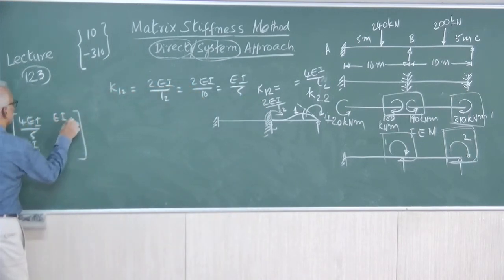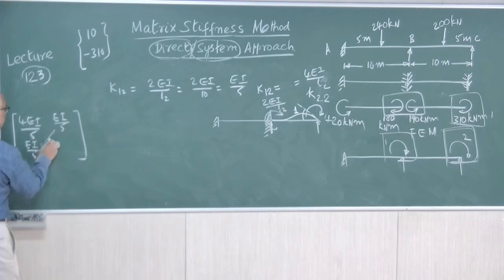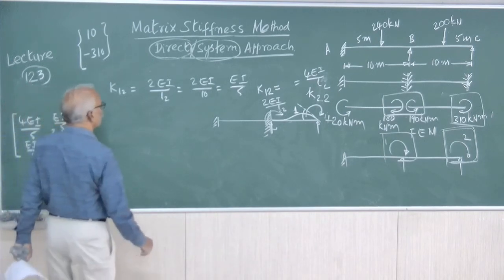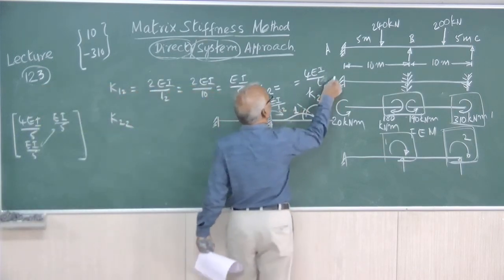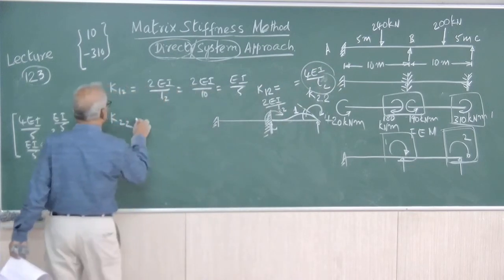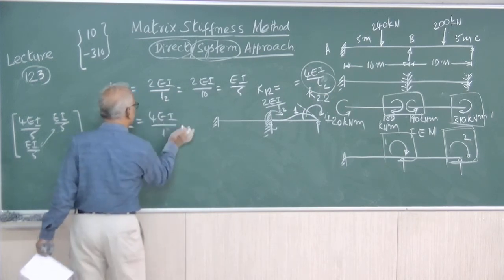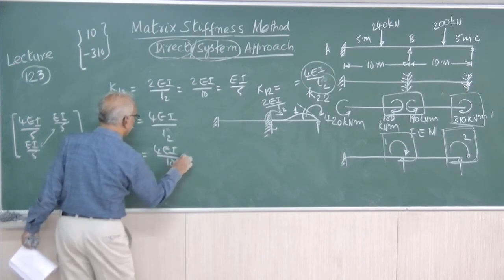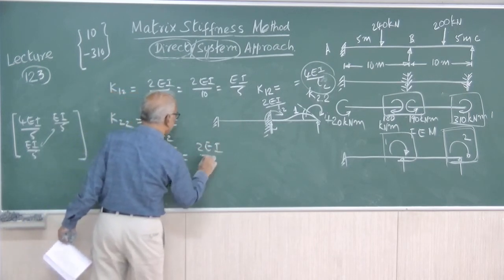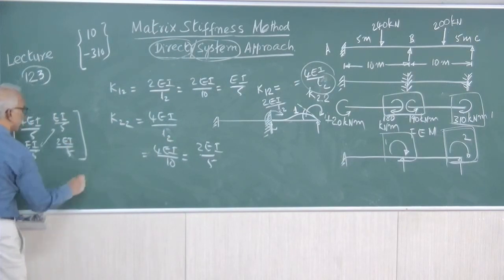We know the flexibility or stiffness matrix, both are symmetric, so these two will be equal. So for a symmetric matrix K12 equals K21, and K22 equals 4EI by L2, which equals 4EI by 10, equals 2EI by 5. So this is 2EI by 5. So we have calculated all important values.